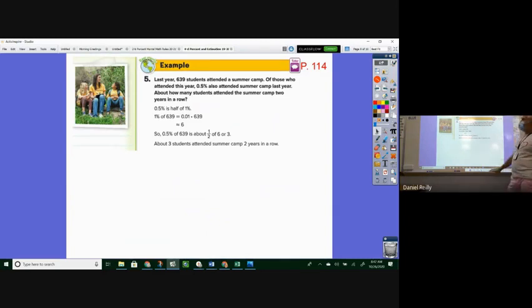Last year, 639 students went to a summer camp. Of those who went this year, 0.5% also went last year. That's not very many. So 0.5% is half of 1%. 1% is about, well, you could make it about 6.4, or just say it's about 6. And half of 6 is 3. So the answer is about 3.